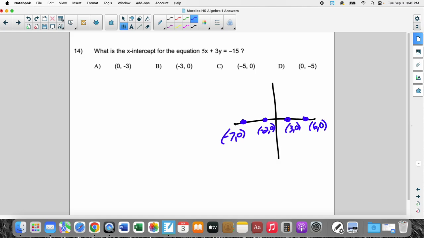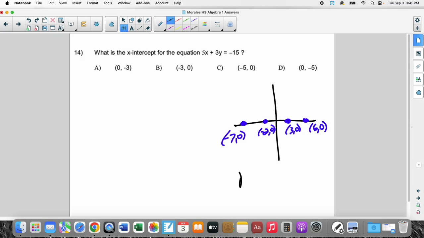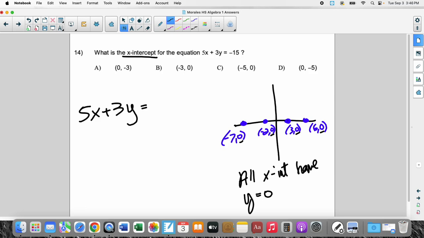And what do we notice on all x-intercepts? All x-intercepts have a y value that equals 0. Notice y equals 0, y equals 0, y equals 0, because that's what put it on the x-axis. So we know that when we're looking for the x-intercept, we're going to plug in 0 for y. So 5x plus 3y equals negative 15. If we're finding the x-intercept, we're going to plug 0 in for y.